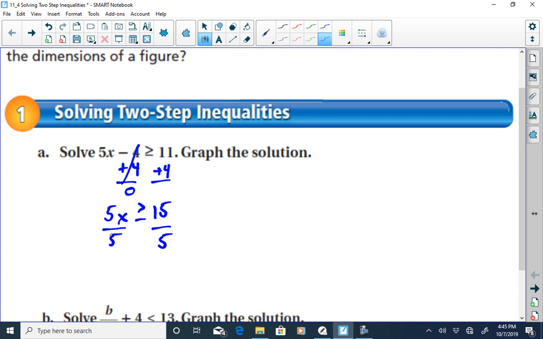Next step, we're going to divide both sides of the inequality by whatever is multiplying the variable. Here we have 5 as the coefficient of x. So we divide both sides by 5, and we wind up with x is greater than or equal to 15 divided by 5 is 3. So there's my solution.